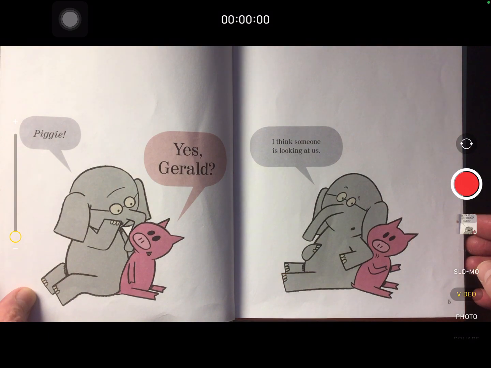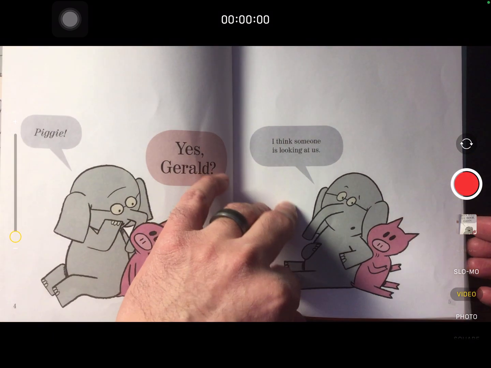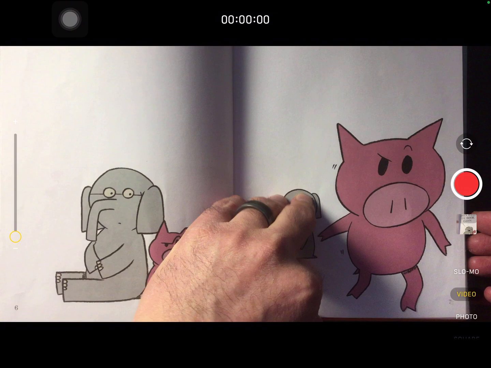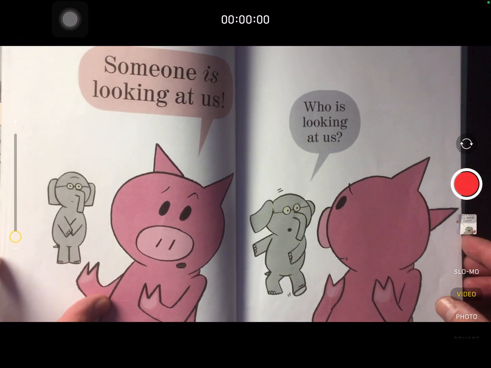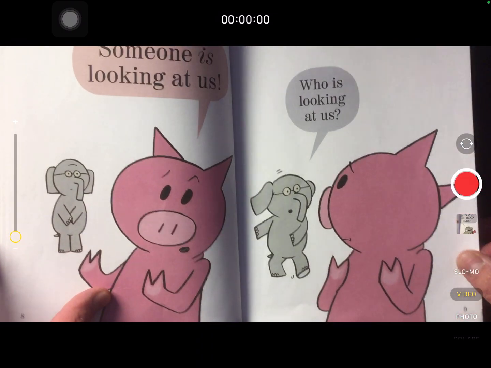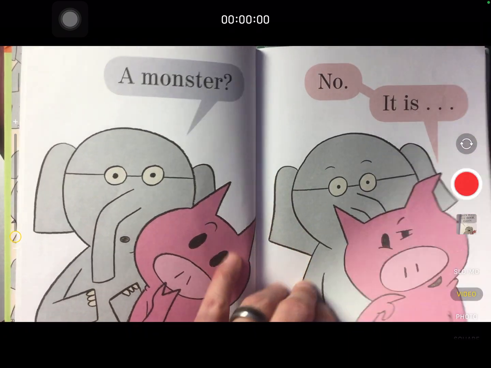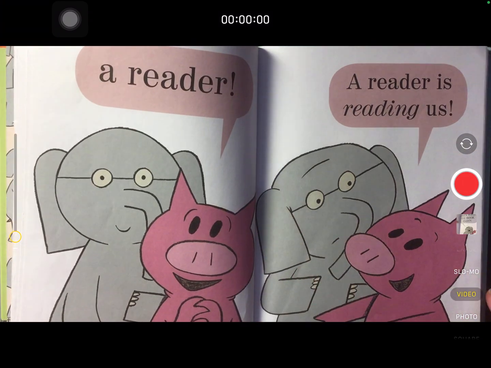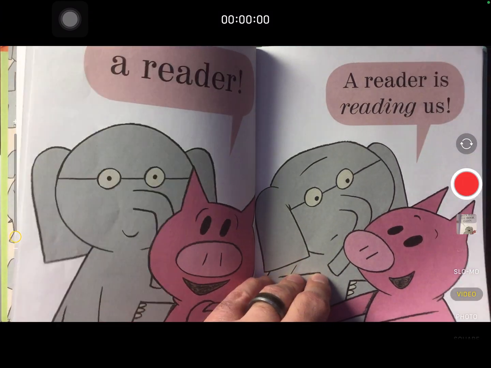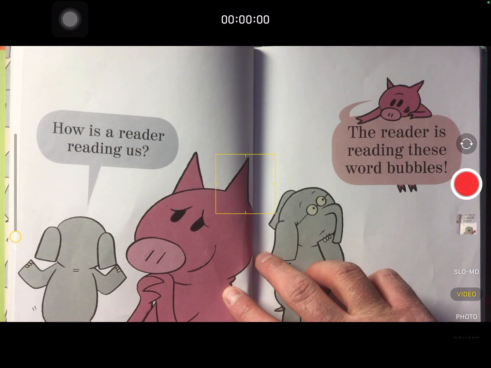Piggy. Yes, Gerald? I think someone is looking at us. Someone is looking at us. Who is looking at us? A monster? No, it is a reader. A reader is reading us. How is a reader reading us?